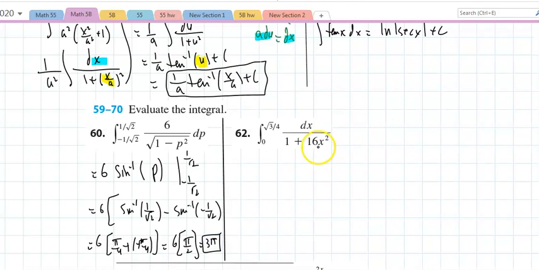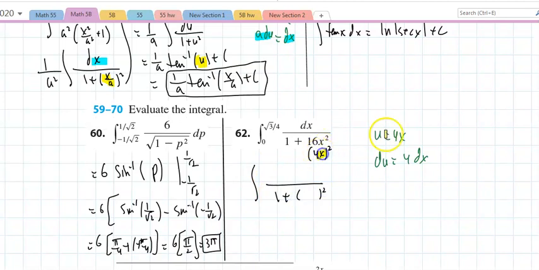And if I look at this problem, I would say, well, you know what? This looks like 4x squared. If I let u equal 4x, du will be 4dx. So this becomes the integral. The 1 is there. I'm going to square the 4x, I let that be u. And the dx is really what? du over 4.